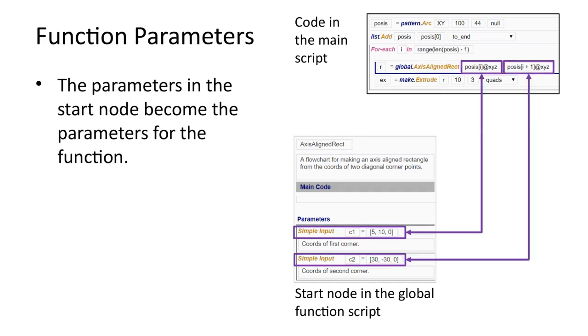And the parameters of the imported function match the parameters of the global function flowchart. The bottom diagram shows the start node with two parameters, called C1 and C2. In the top diagram, this matches the parameters of the global function.